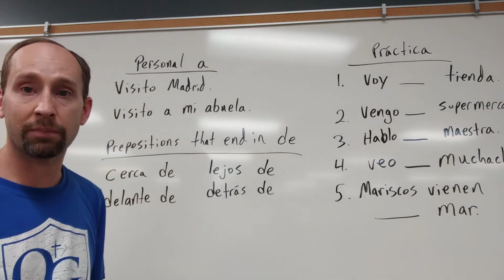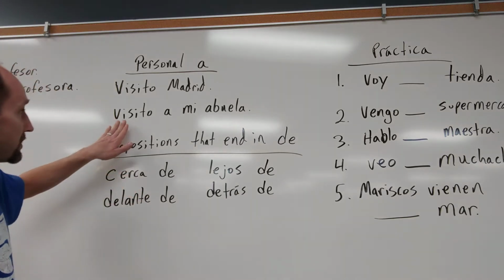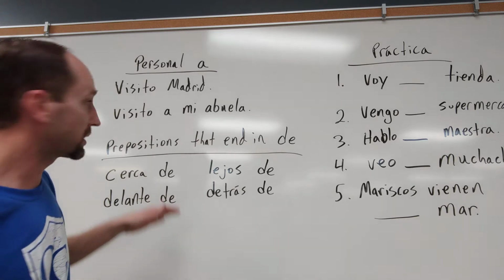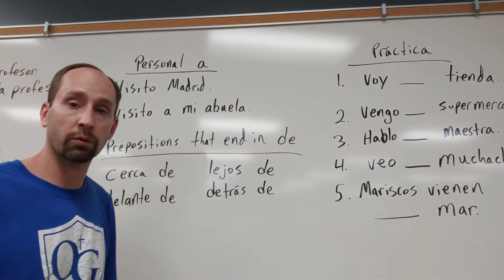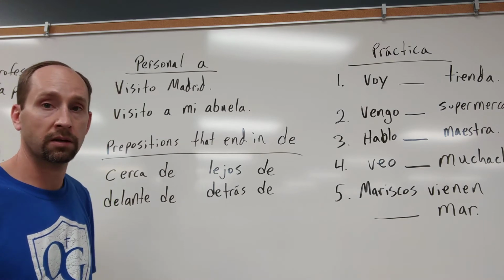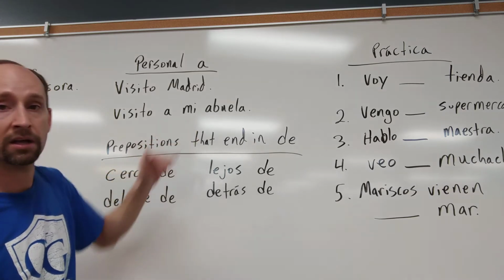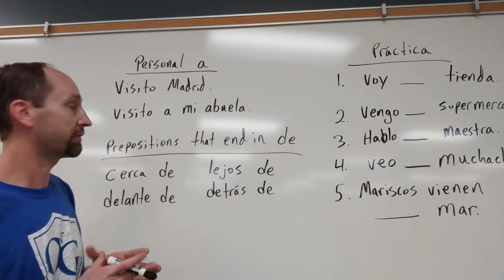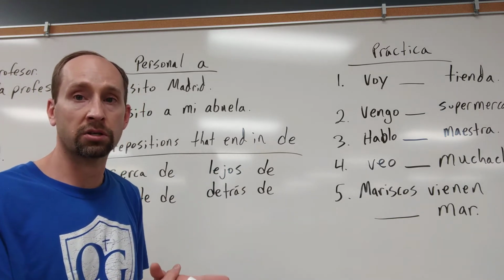In our next example, I'm going to show you how the personal a is used. So I've got visito a mi abuela. I visit my grandma. So you would think it would be visito mi abuela, and that would be a direct word-for-word translation, which would be incorrect, because in Spanish I have to have the personal a here, visito a mi abuela. And that's what the personal a is. And then again, if I ever had this personal a plus el, then I have to make the contraction al.